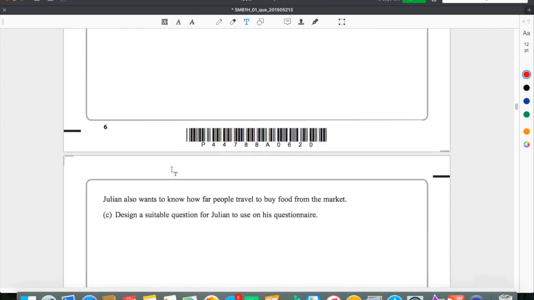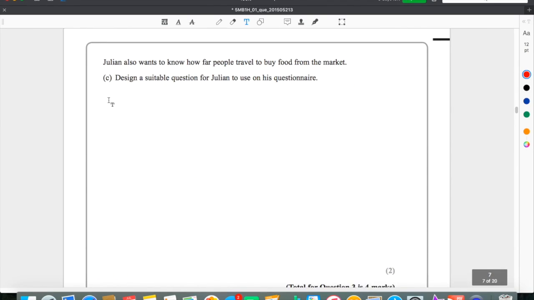Okay? So let's look at question 3 part C. Julian also wants to know how far people travel to buy food from the market. Design a suitable question for Julian to use on his questionnaire. So with this, a question could be, how far did you travel to get to the market? Okay, so that's an absolutely fine question to use.